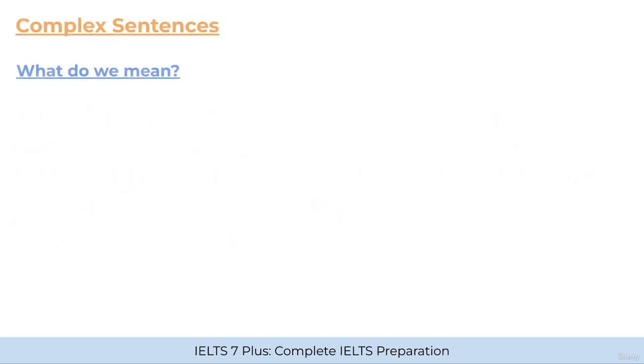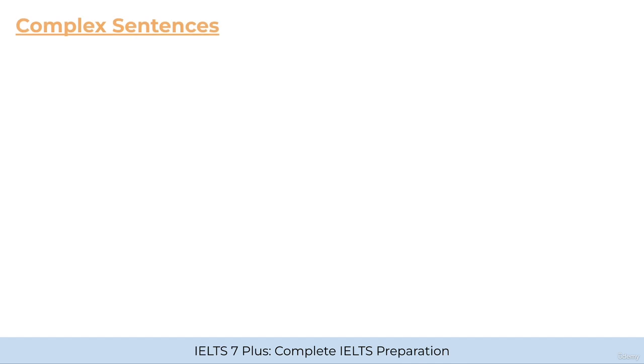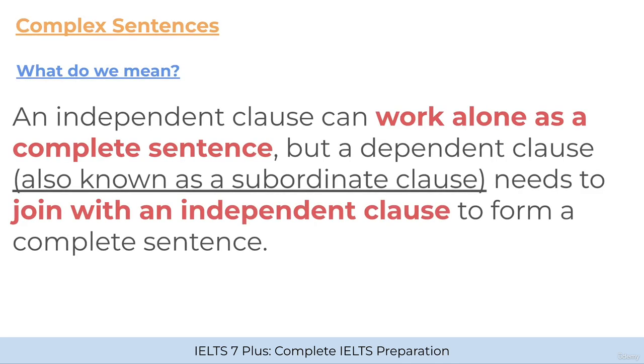Okay, so let's just clarify, what do we mean by complex sentences? Well, a complex sentence is a sentence with one independent clause and at least one dependent clause. You can have more. So as we've been talking about, an independent clause can work alone as a complete sentence, but a dependent clause, no, it might say it in the name, needs to join with an independent clause to form a complete sentence. So you can't have a dependent clause just hanging in the air or on the line. It needs to be joined with this independent one to make it complete.